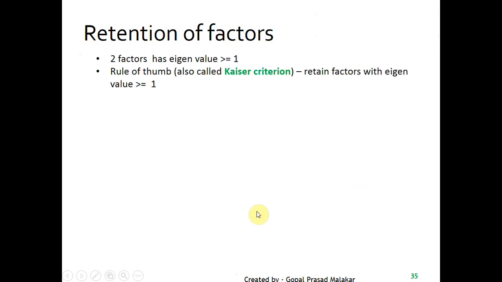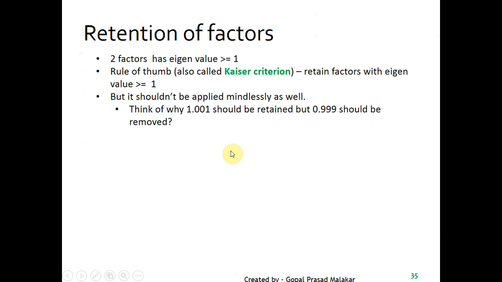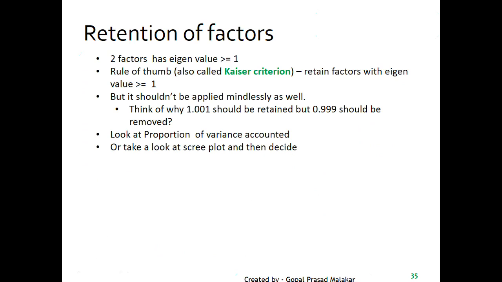But one thing you need to keep in mind is that you don't need to apply it mindlessly. What if there is one eigenvalue which is 1.001 and the second is 0.999? Obviously there is no point in keeping one and not keeping the other. Also you can look at the proportion of variance accounted for, and the scree plot.